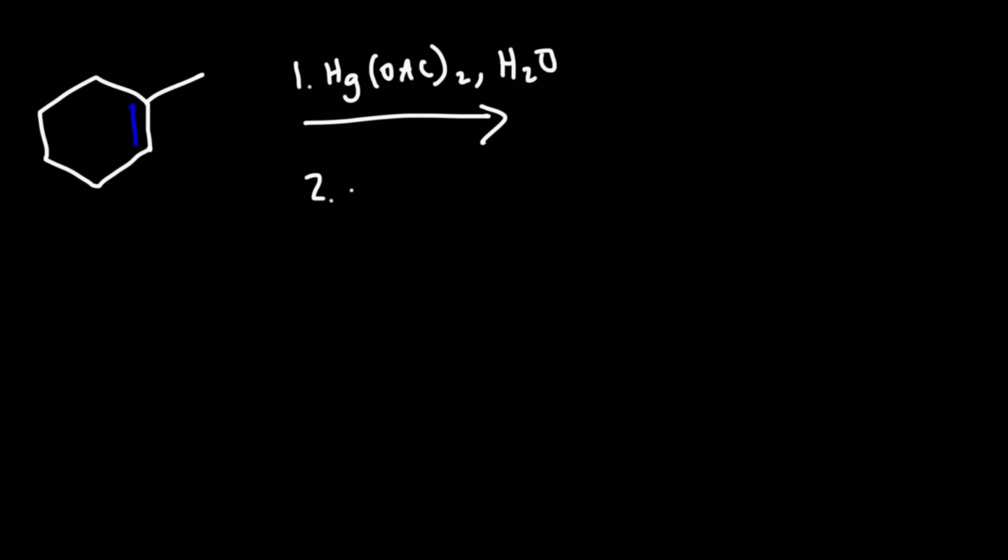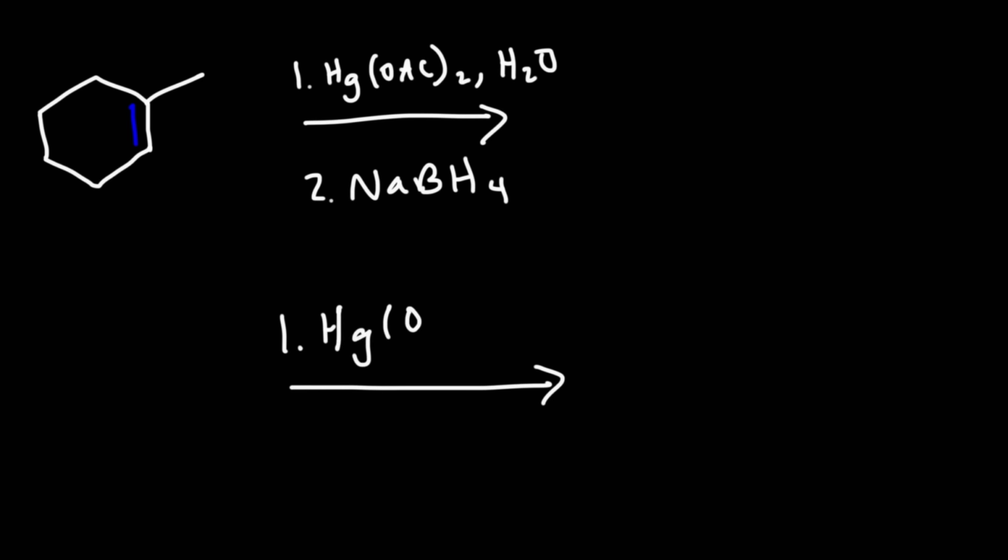Now let's move on to our next problem. So let's say we have 1-methylcyclohexane, and we're going to react it with mercury acetate with water, followed by sodium borohydride. And let's compare that to another reaction. It's going to be a similar reaction. We're going to use mercury acetate again, but instead of using water, we're going to use ethanol, CH3CH2OH, followed by sodium borohydride.